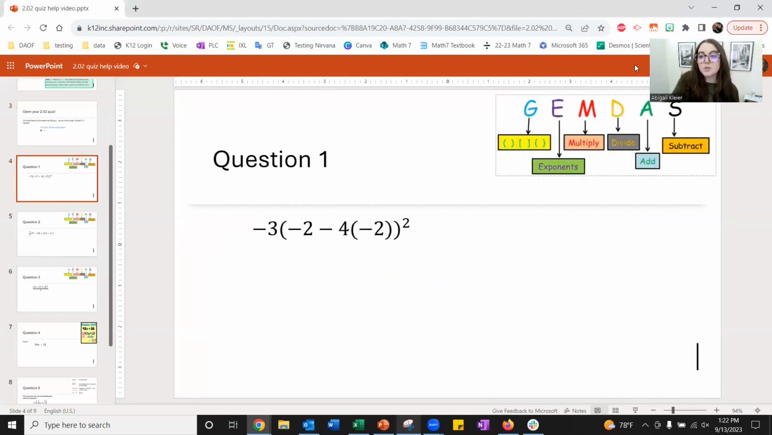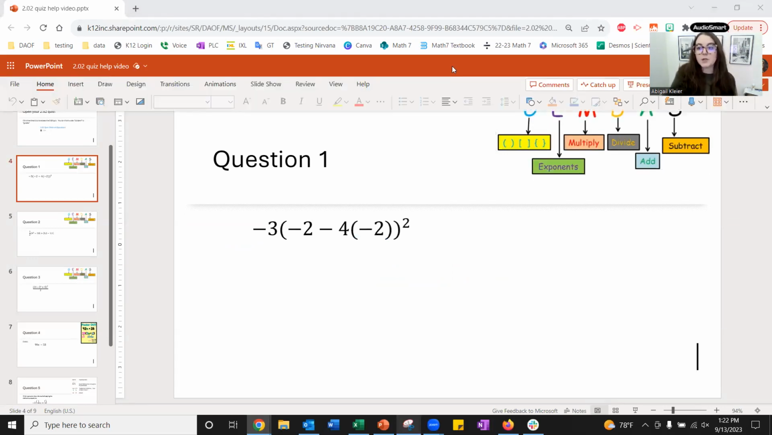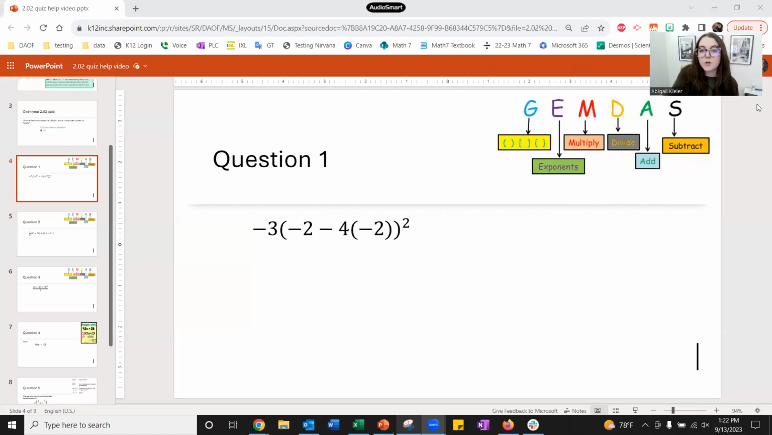All right, and here's our first question. So when we're going over order of operations, just like we talked about in class, we do have a common way that we use in order to understand what order we are completing our stuff in. As you can see here, we have a lot of negatives, we have a lot of parentheses, so we're just going to take this step by step.